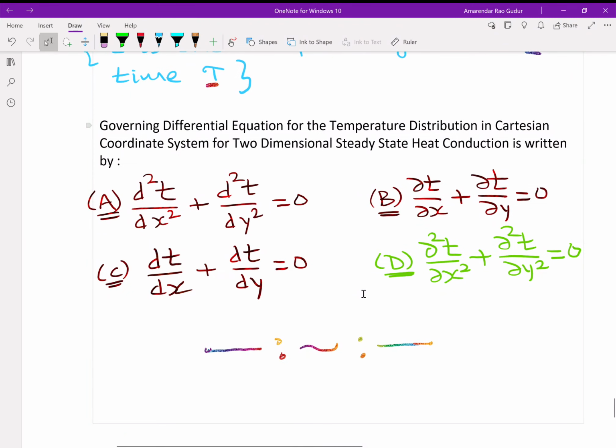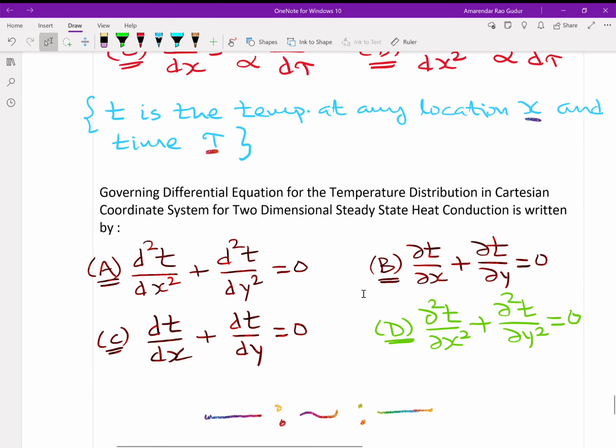Then the governing differential equation for the temperature distribution in Cartesian coordinate system for 2D steady state. You have to go for option D, del square T by del x square plus del square T by del y square is equal to 0. Many students may go for the ordinary derivative, but temperature is a function of x and y, therefore you cannot use ordinary differentials. This single order, no way it is possible. This single order partial derivative, again no way it is possible. Therefore option D looks to be perfectly alright.